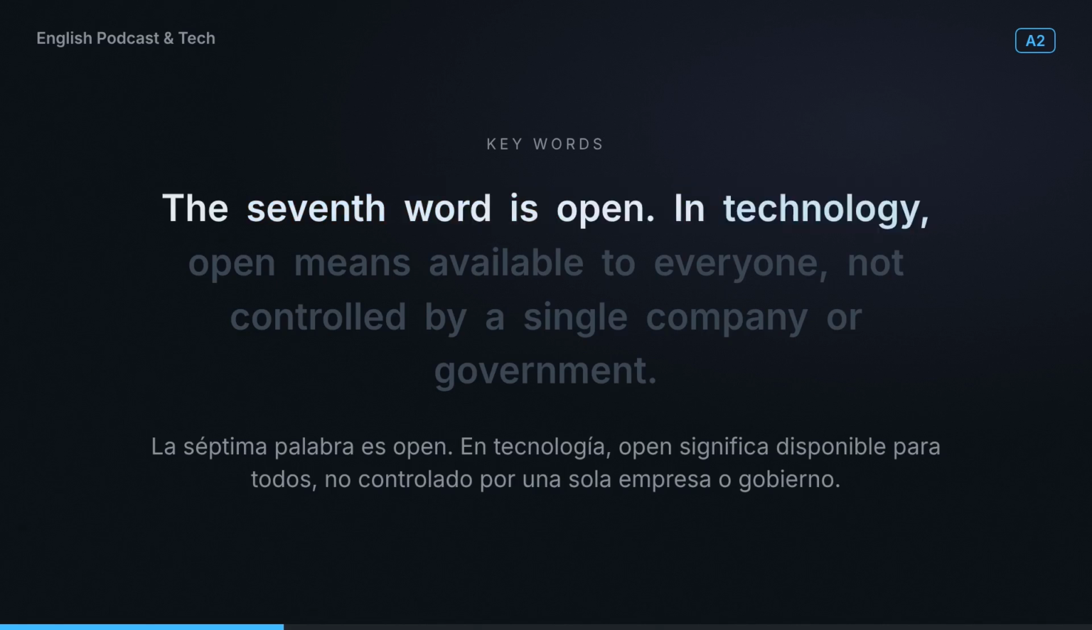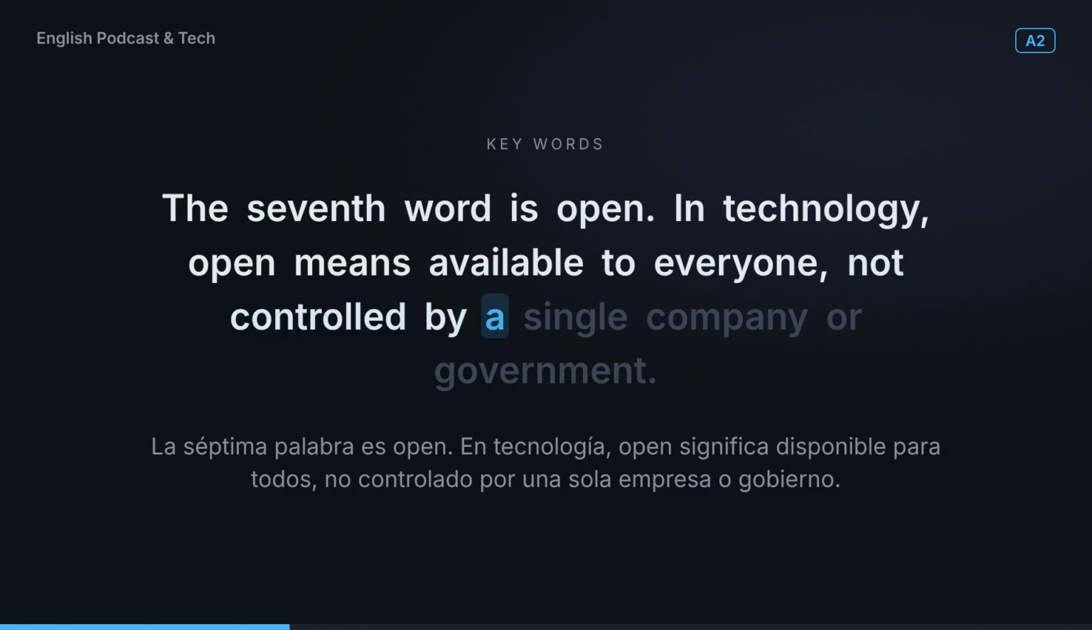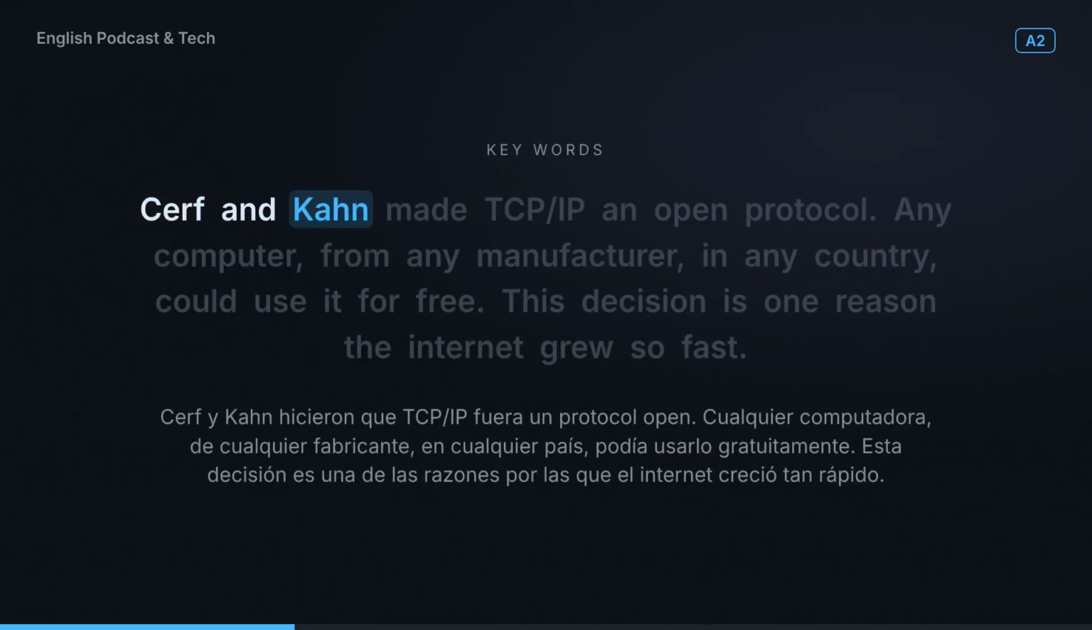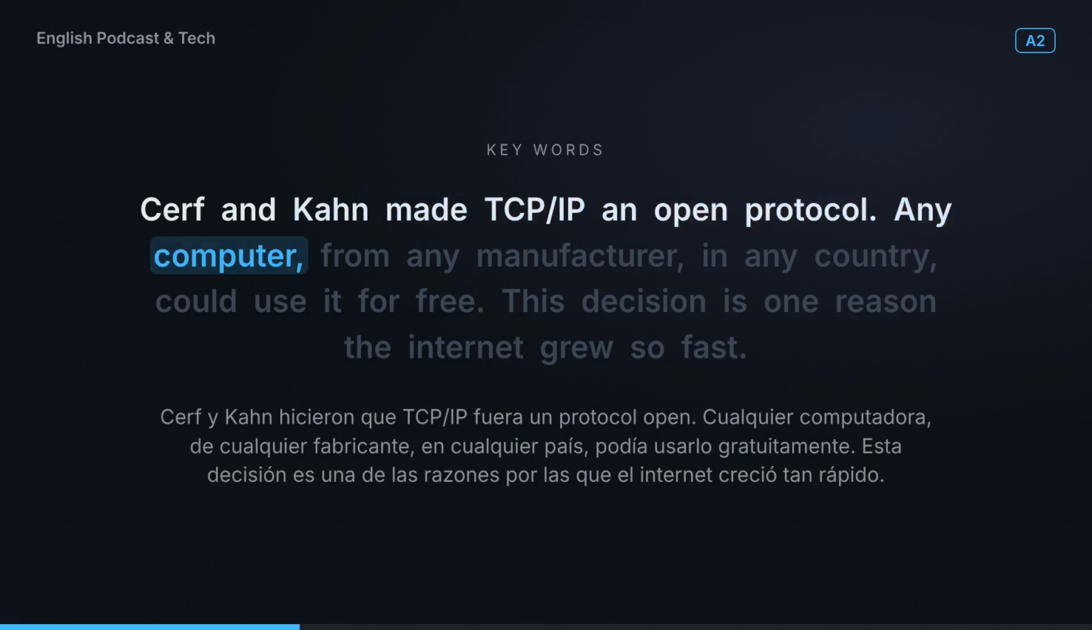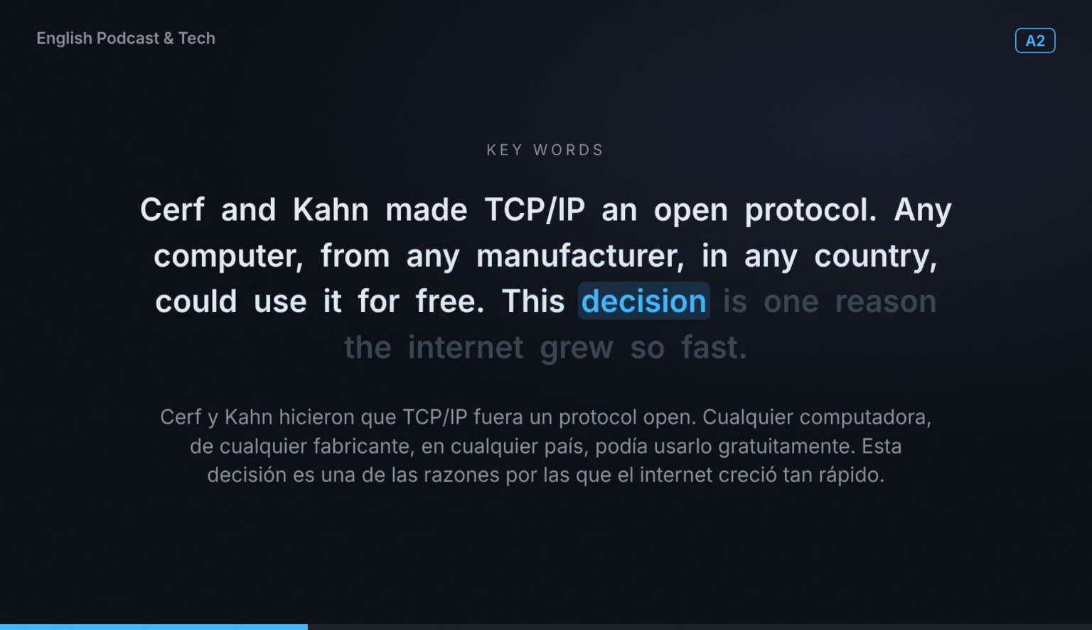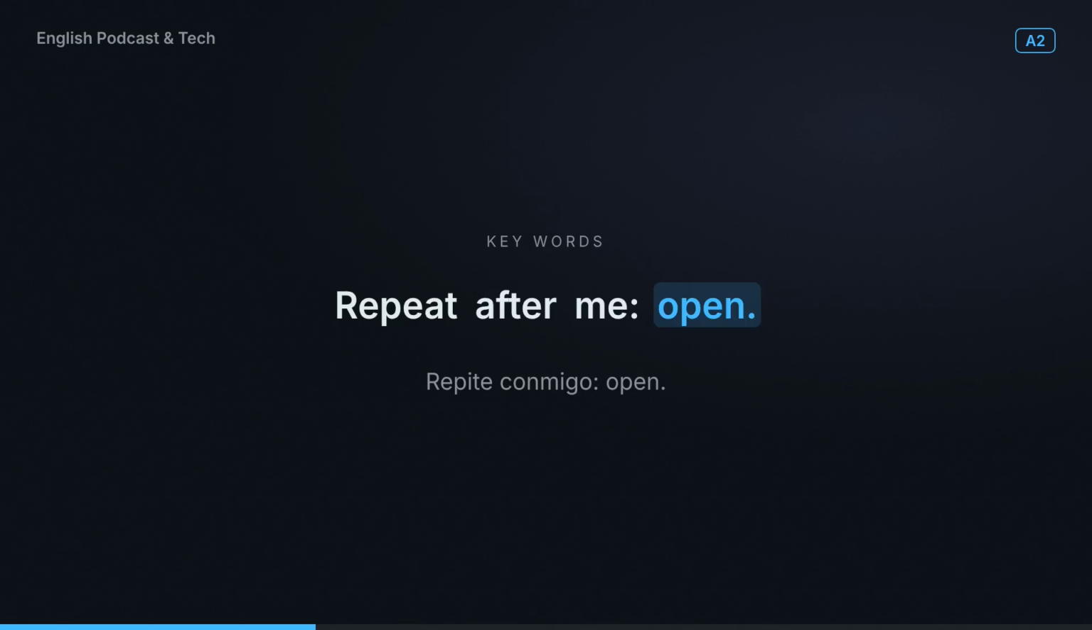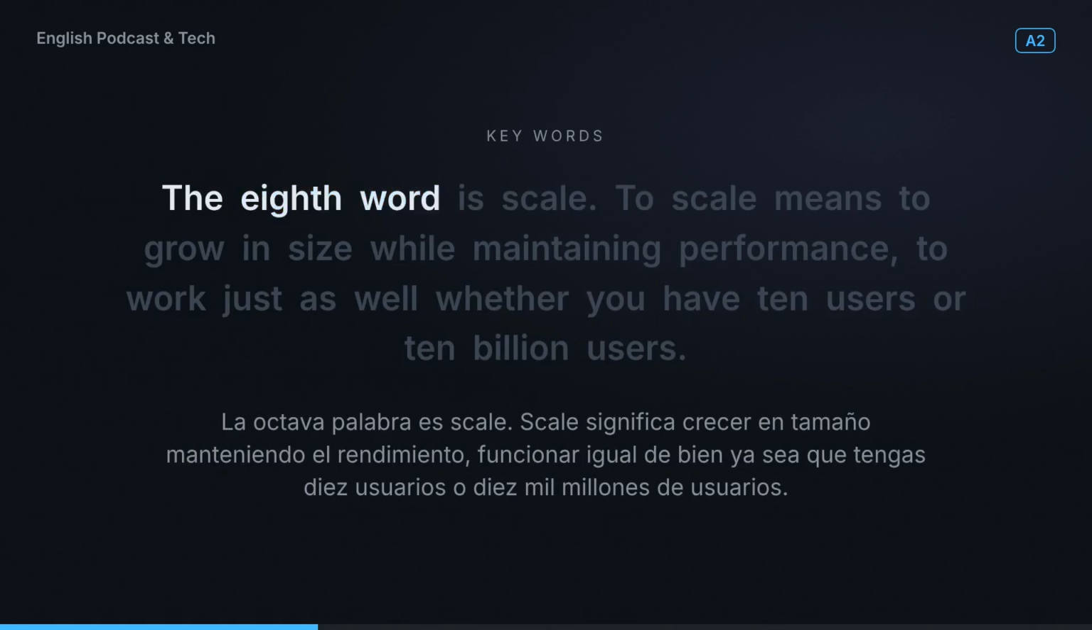The seventh word is open. In technology, open means available to everyone, not controlled by a single company or government. Cerf and Kahn made TCP/IP an open protocol. Any computer from any manufacturer in any country could use it for free. This decision is one reason the Internet grew so fast. Repeat after me. Open.